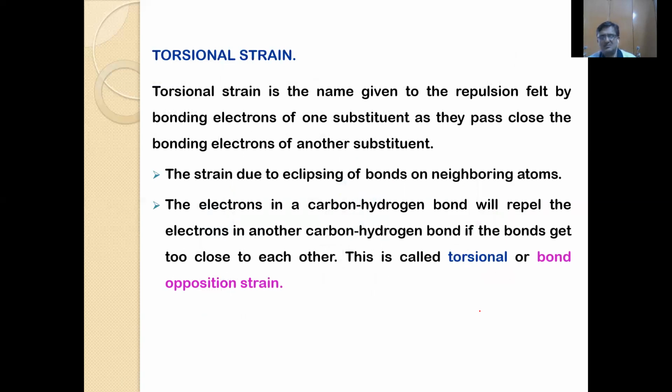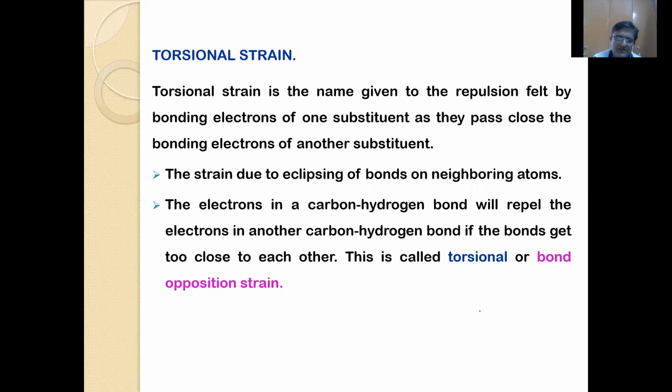Then one more term normally used in conformational analysis is torsional strain. Torsional strain is due to eclipsing of hydrogens or eclipsing of the groups. It is also called steric strain or repulsive strain. Torsional strain is the name given to the repulsion felt by bonding electrons of the substituents as they pass close to the bonding electrons of another substituent.